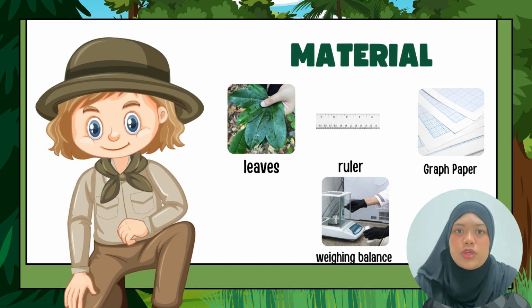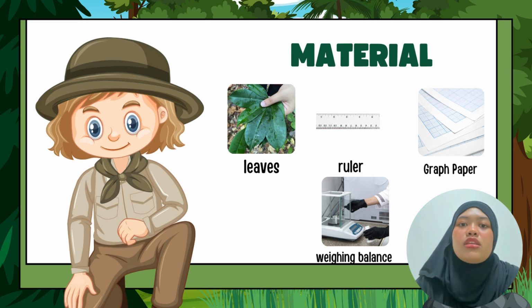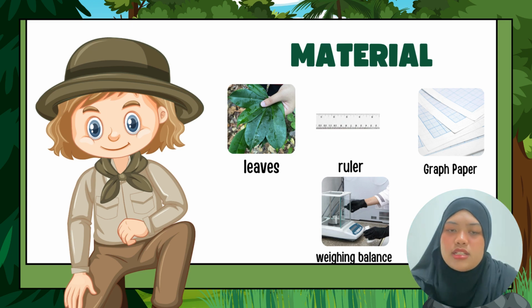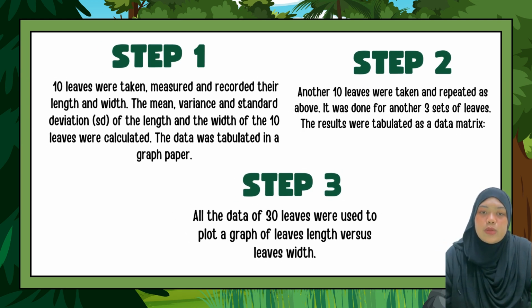In this particular experiment, we have four materials, which are the leaf, ruler, graph paper, and lastly the weight balance. This part, I will explain step by step the procedure in the practical.